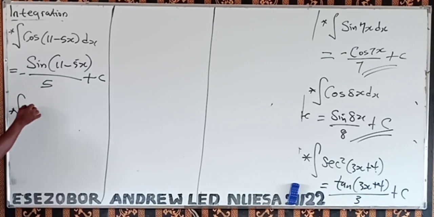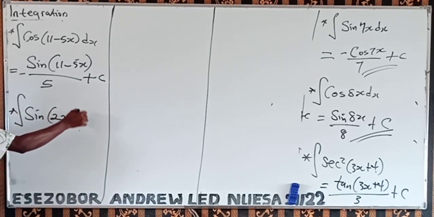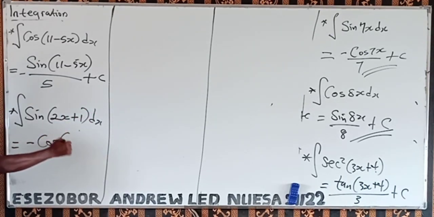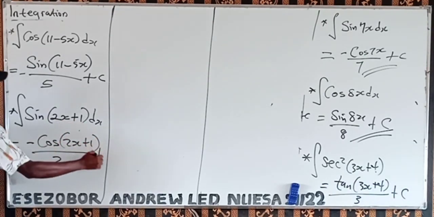So I have the integral of sin(2x plus 1) dx. What will that be? That will be minus cos(2x plus 1) over the derivative, which is 2, plus c.